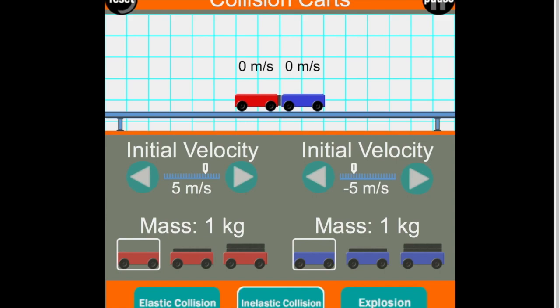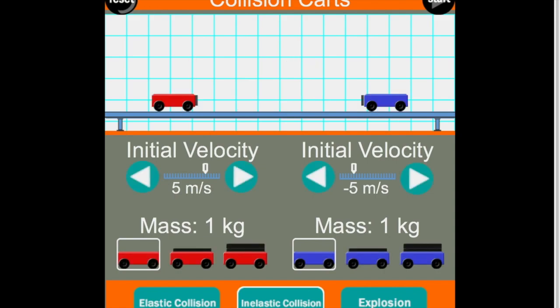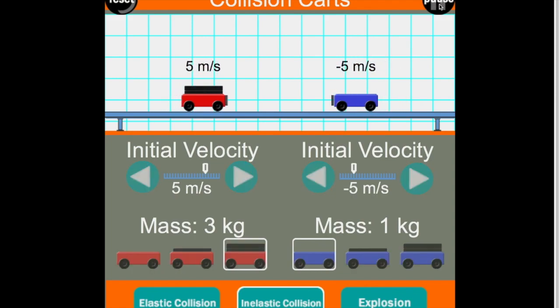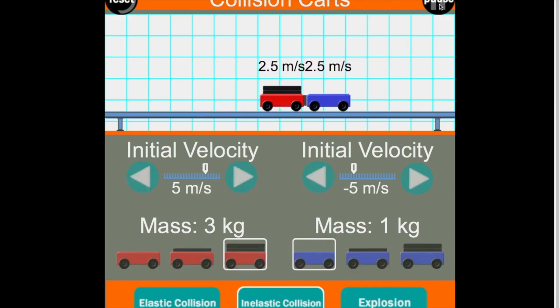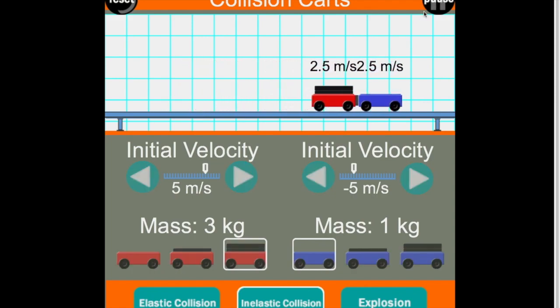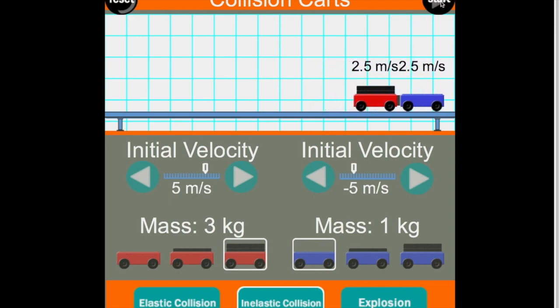In an inelastic collision, the momentum is still conserved. Turns out that energy, kinetic energy, is not conserved in an inelastic collision. We'll talk about energy a little bit later. Let me switch this. An inelastic collision here. They stick together. They're now moving with the same velocity.